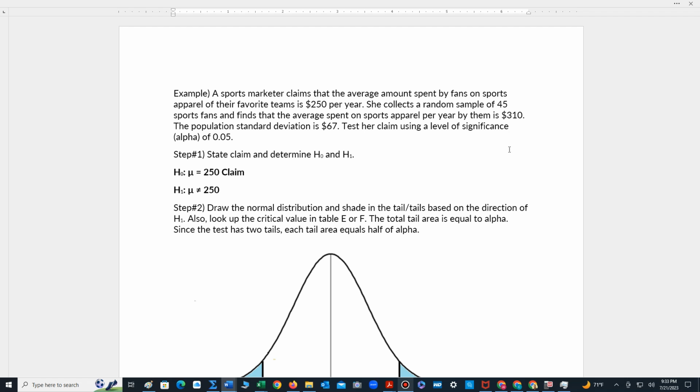So first we have to state the claim. When you see the word is, you're thinking equals. The claim is that the mean, mu, is 250. Whenever we have equality, that's an H naught statement, so that's our claim. H sub 1 is the opposite: the mean is not 250. These are always contradictory statements.